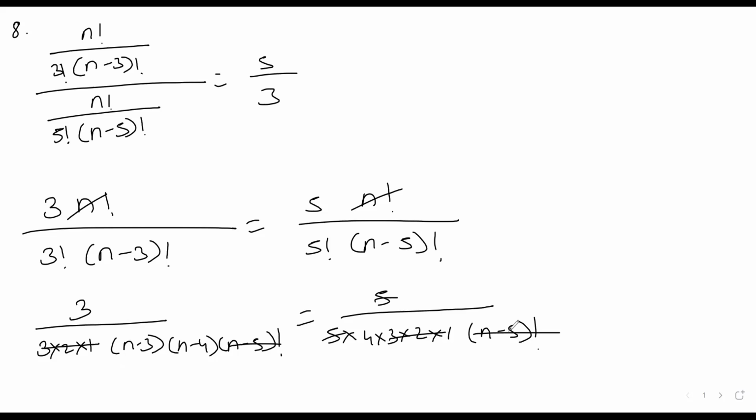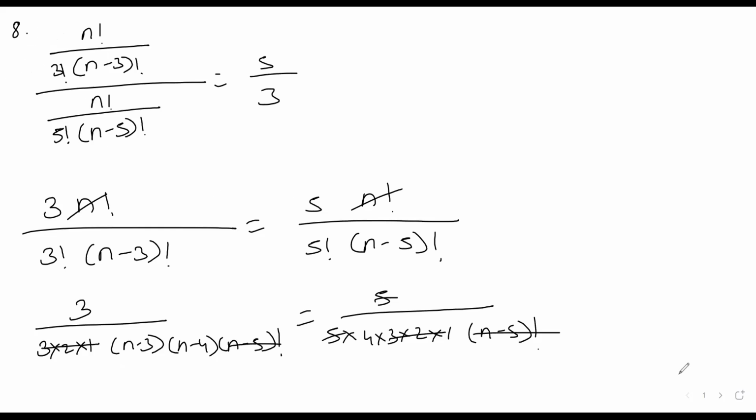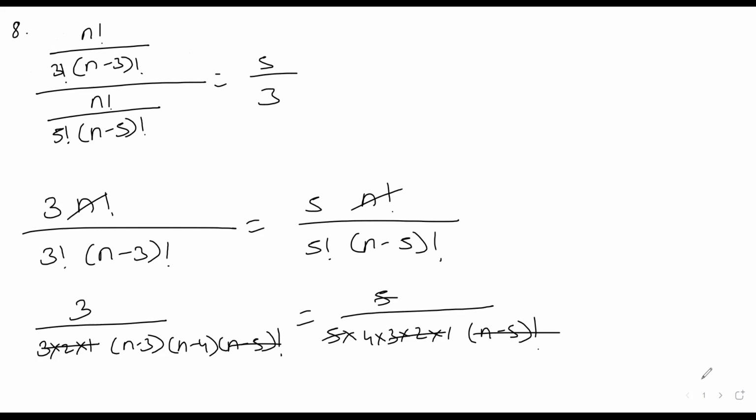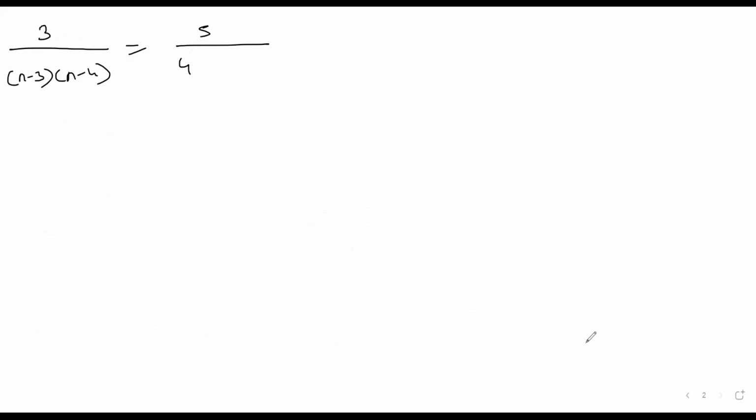So we will get here 3 upon (n minus 3)(n minus 4) is equal to 5 upon 4. Now here everything has got cancelled. So this will be 3 into 4 upon 5 is equal to (n minus 3)(n minus 4).